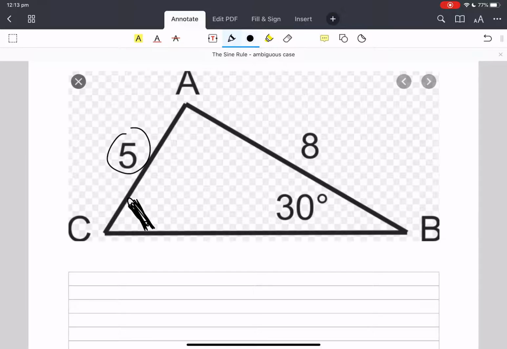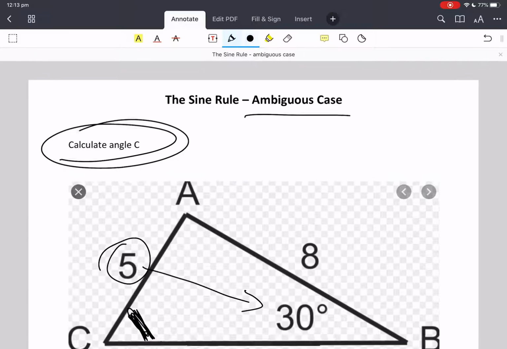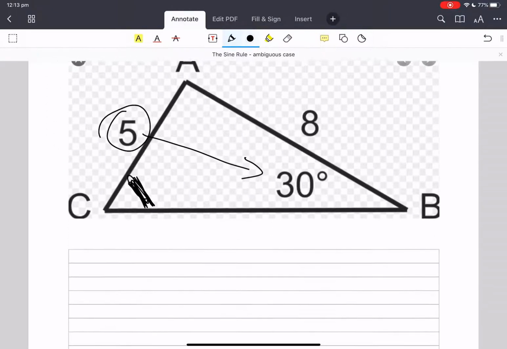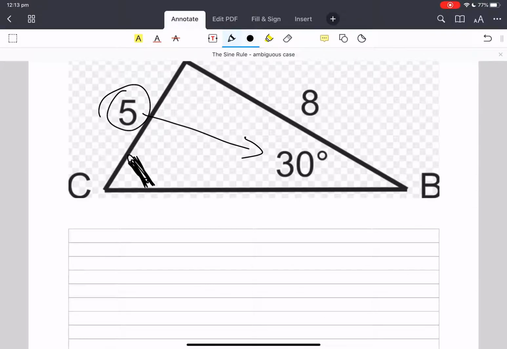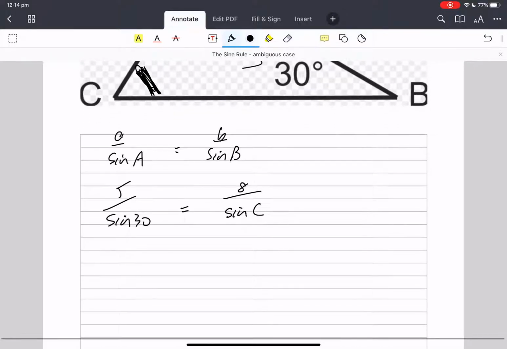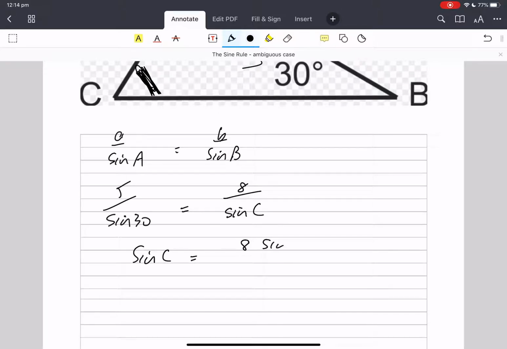We can spot that we've got a side length opposite an angle, so we know the sine rule is the rule we're going to use, clearly, because this is a sine rule video, but that's what you're looking for in the test. So let's go straight to the rule. We can link the 5 with the sine 30 and the 8 with the sine C will be equal to 8.